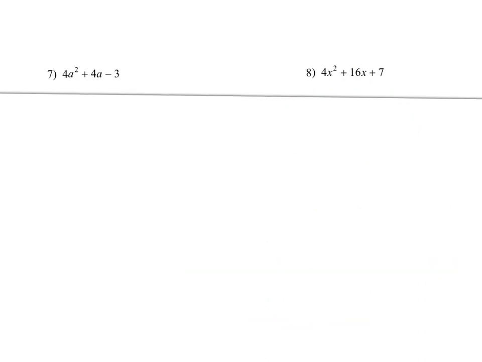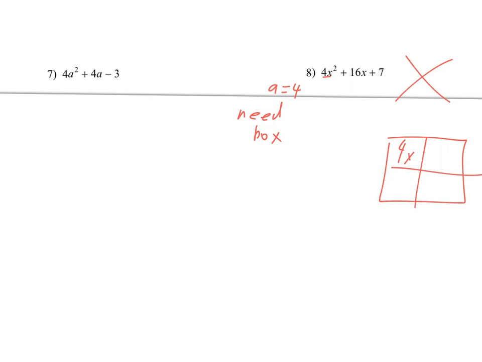All right, next up here, same idea. I do have this A value of not 1, it's 4, and so I'm going to need the box here. And so I'm going to make the X and the box. So once again here, I'll have 4x squared right there and 7 right there. I don't know the other two yet, but I know it's got to add up to 16x.